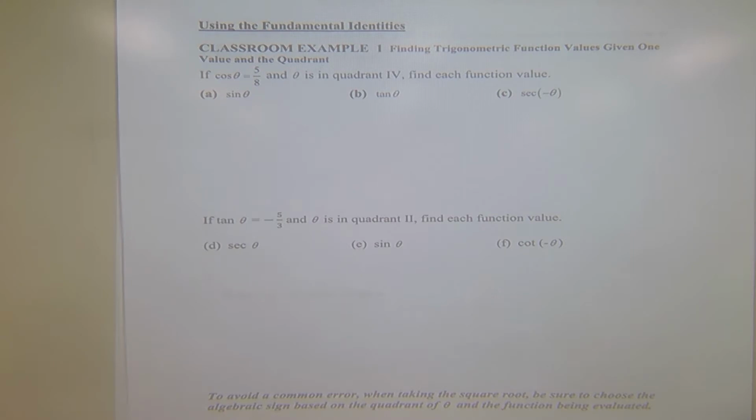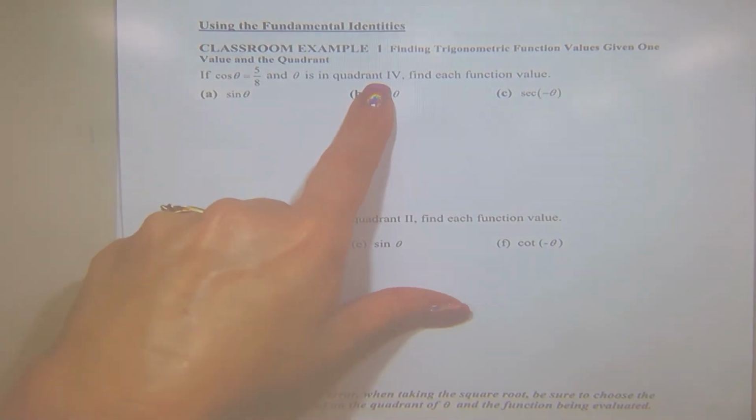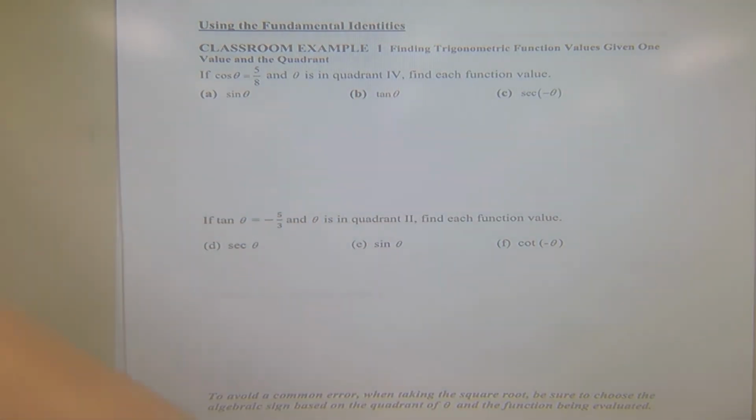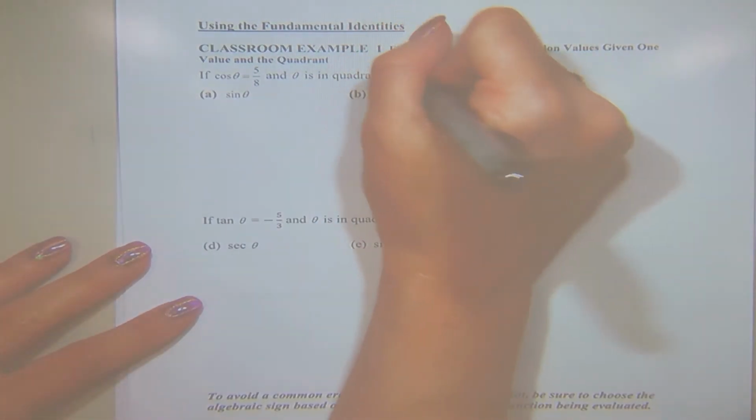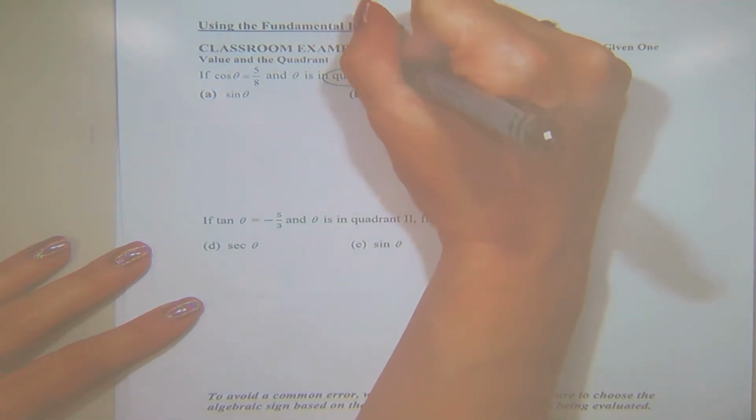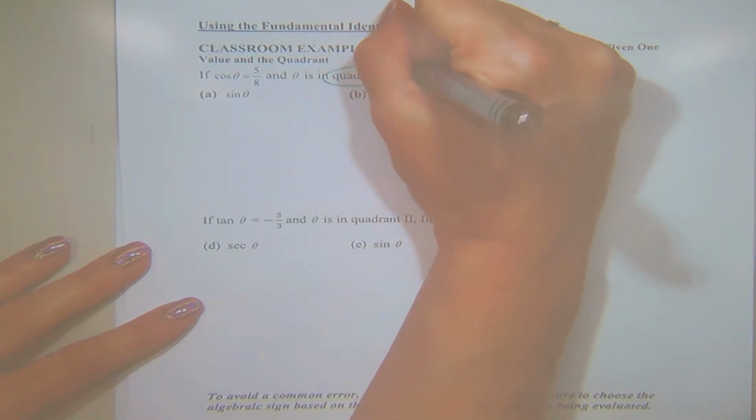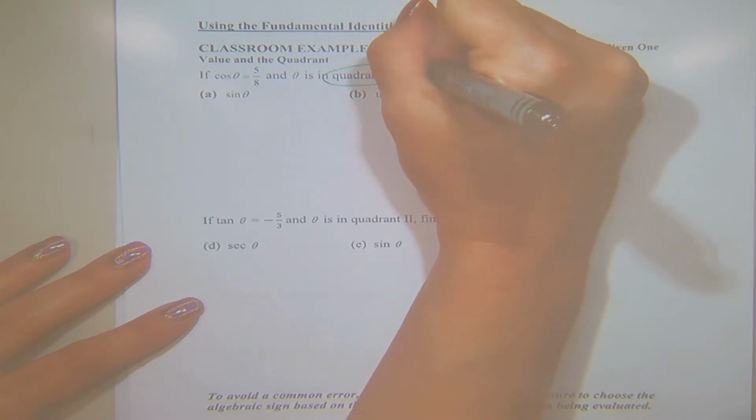If I give you cosine of angle theta and I tell you that cosine value is 5/8, well, you know that that is x over r because cosine is x over r, and you can sketch that and use that sketch to find y. And knowing that I'm in quadrant 4, we know that y is going to be negative. That's an important thing to note right there. Quadrant 4, sine theta is negative in quadrant 4.